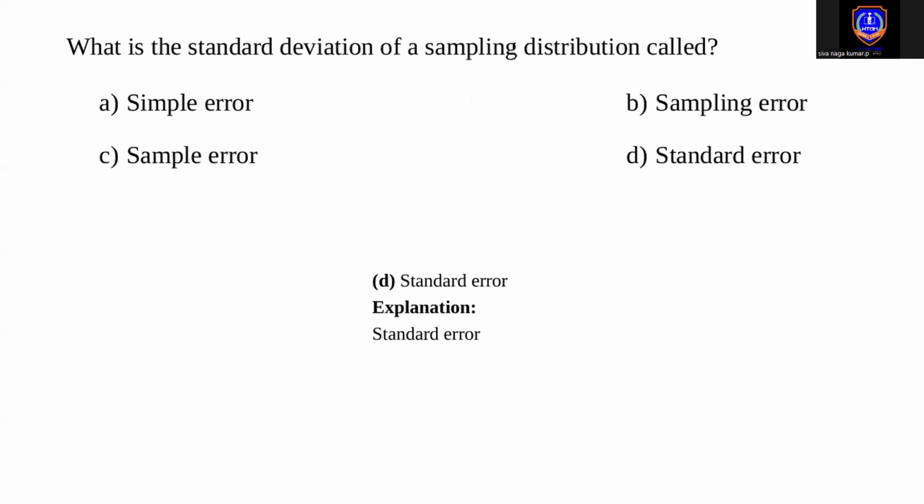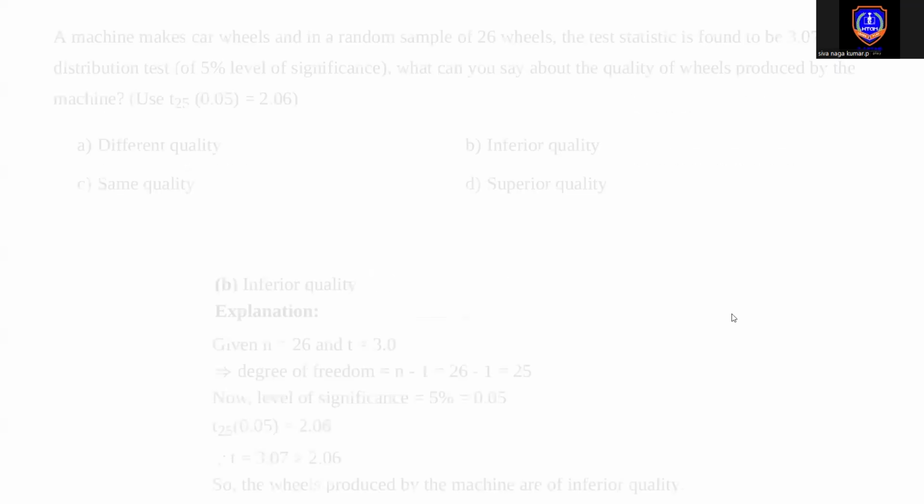What is the standard deviation of a sampling distribution called? Simple error, sampling error, sample error, fourth option, standard error. Standard error is the correct answer.